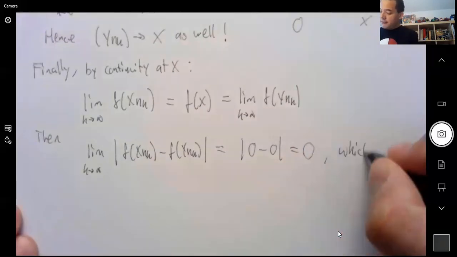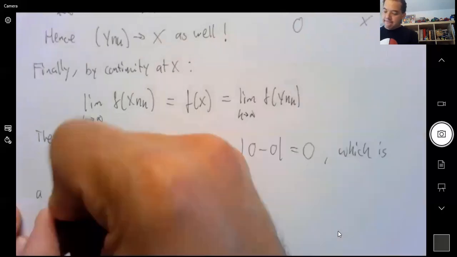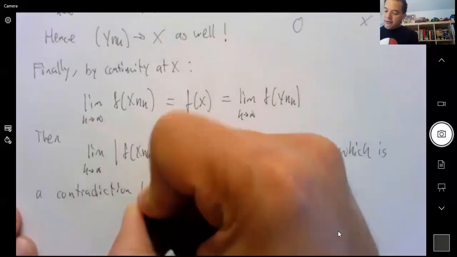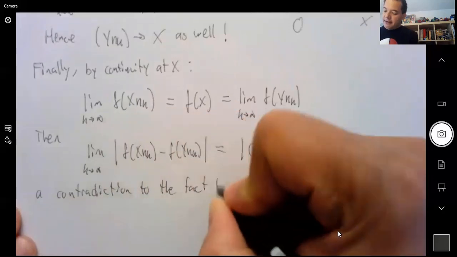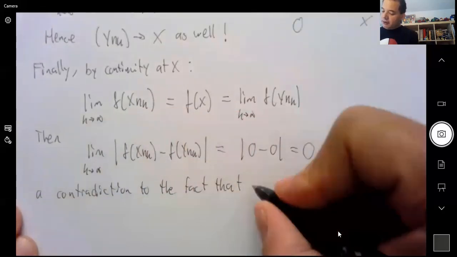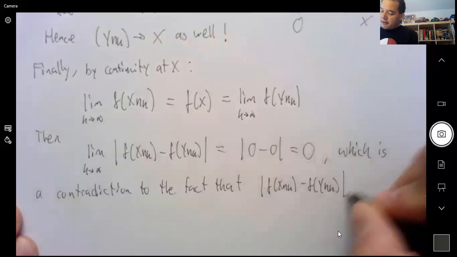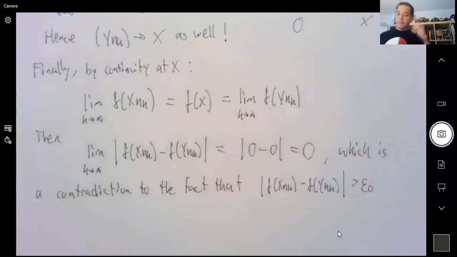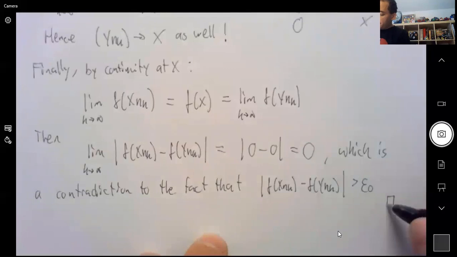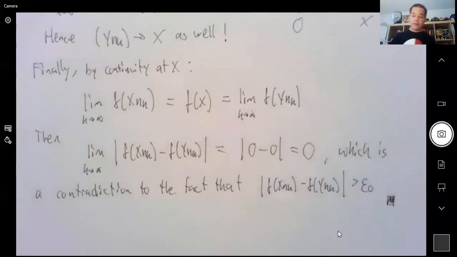Which is a contradiction to the fact that f of x_n,k minus f of y_n,k was supposed to be bigger than epsilon squared. Right? Okay, so that's the end of my second proof, right? So we got a contradiction. That means our assumption of not being uniformly continuous was wrong. So that means our function is indeed uniformly continuous. All right?